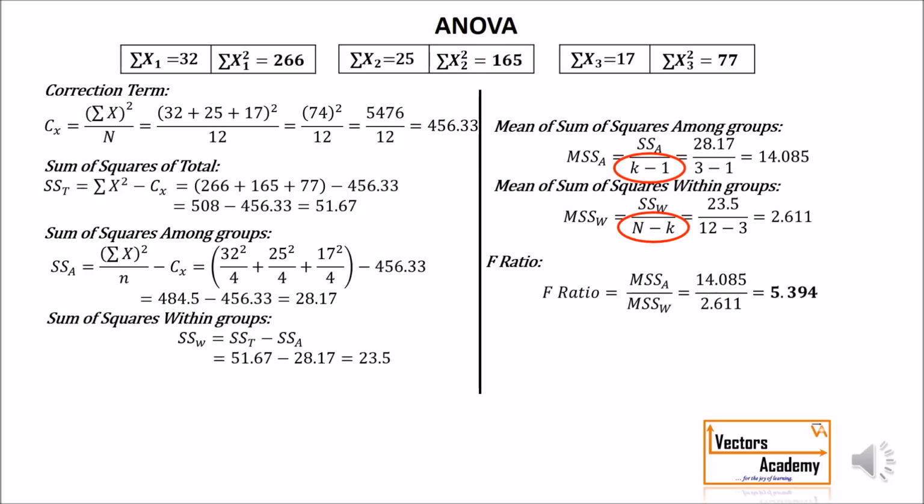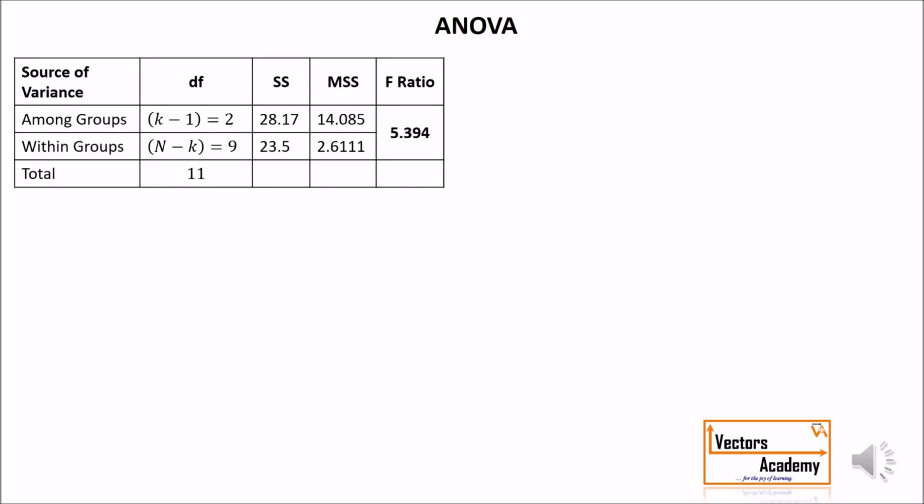Now, once we have calculated all these, we'll summarize what we have calculated. We need to also notice these 2 terms, that is k minus 1 and n minus k. These are actually called degrees of freedom. K minus 1 is the degrees of freedom among groups, whereas n minus k is the degrees of freedom within groups. Now, we'll summarize whatever we have calculated so far in the table.